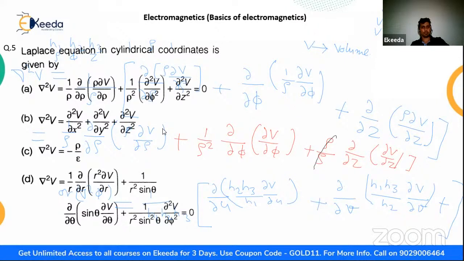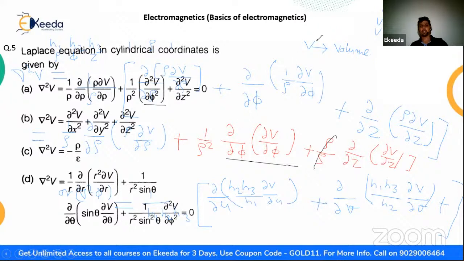This will be our answer. Okay. You can just match: 1 upon rho, del by del rho of rho del v upon del rho, plus 1 upon rho square, del square v upon del phi square, plus del square v upon del z square, this will be double differentiation, which is equal to 0. So this will be the Laplace equation in cylindrical coordinate system.